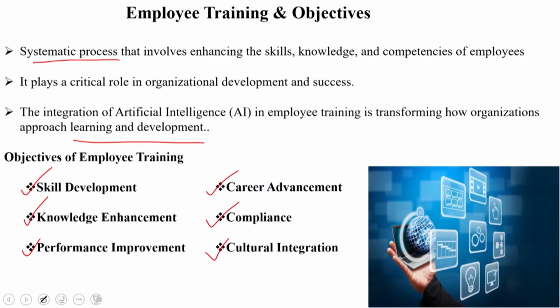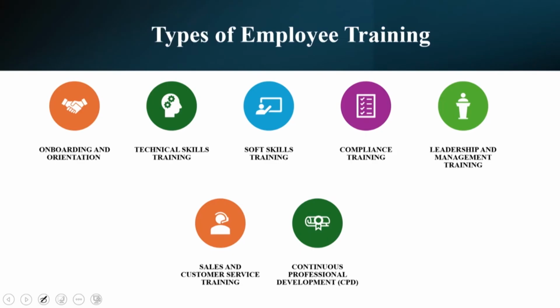Now let's look into the types of employee training so that we'll understand how AI is impacting each. When you look into employee training types, the first and most significant one would definitely be onboarding and orientation. Onboarding, for those who do not understand this, introduces new hires to the company's culture, policies, values, procedures, etc. So essentially, it provides information and initial training to help new employees acclimatize to their new roles.